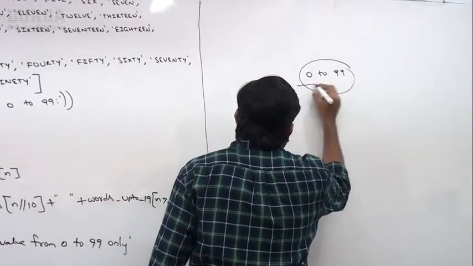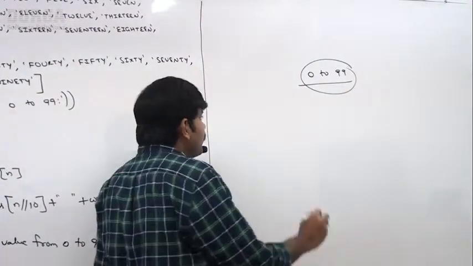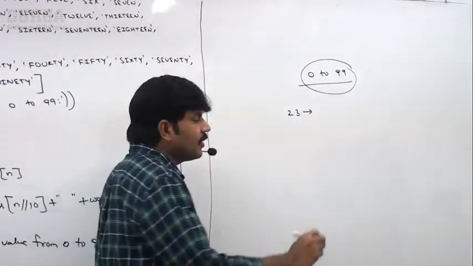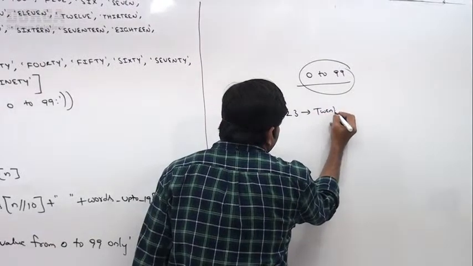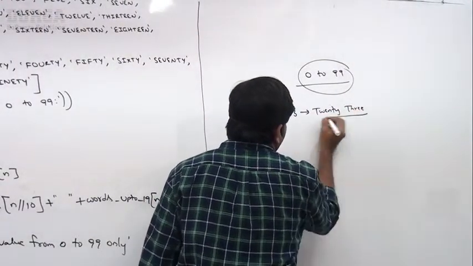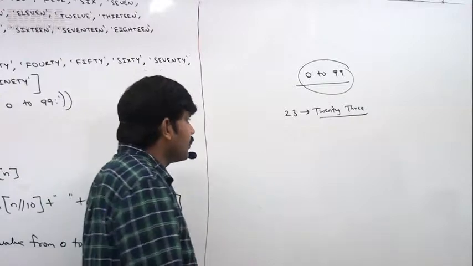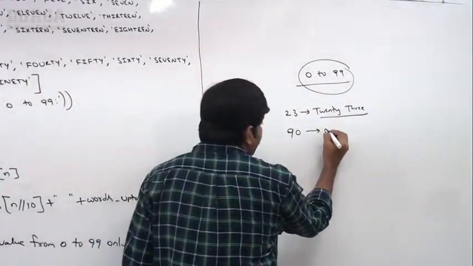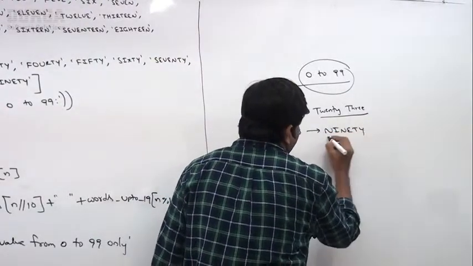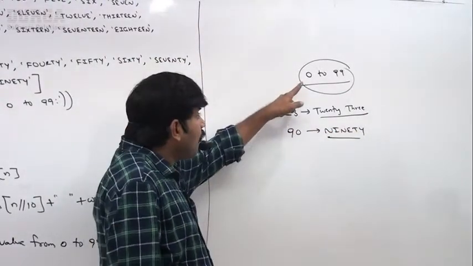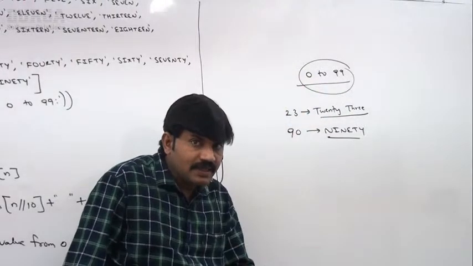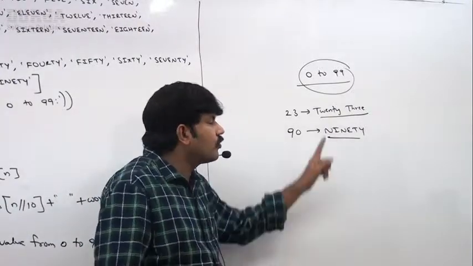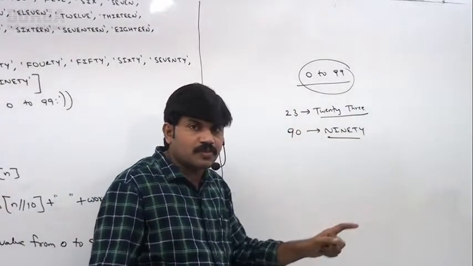So 0 to 99. Suppose I enter 23, then I have to get the English word for 23, sir. If I enter 90, then I have to get the word for 90, something like this, sir. So 0 to 99, up to 100. Can you please write the program to convert the number to the corresponding English word?